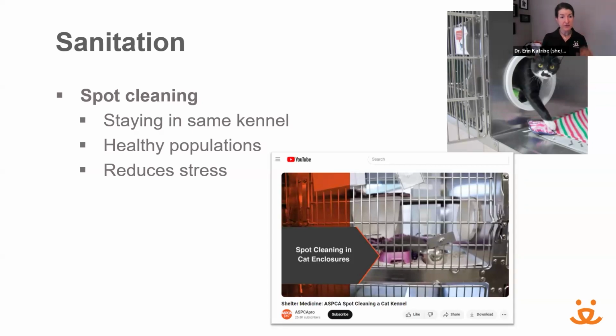And so if they are remaining in that same kennel and they haven't just absolutely made a giant mess of things, it is appropriate for us to just spot clean. Even if we have to clean up a little more than that because of the mess, if we can leave items in that kennel that have their same scent, behaviorally, that's good for them. That will reduce stress. And so that's what we recommend. ASPCA has some great videos that demonstrate the process.